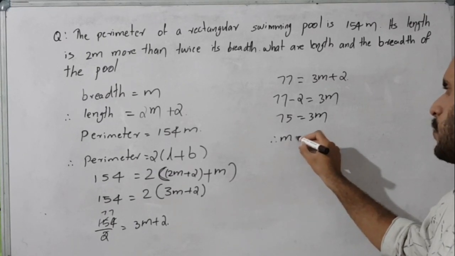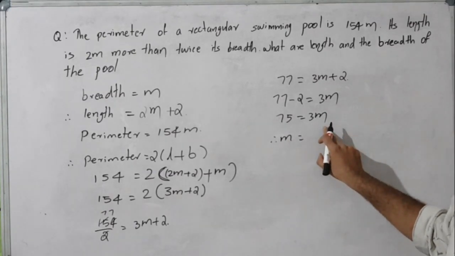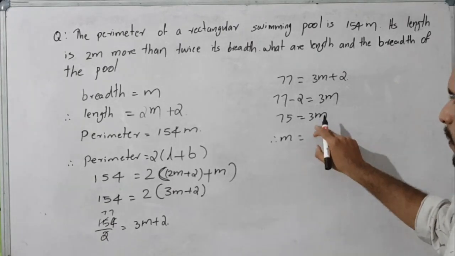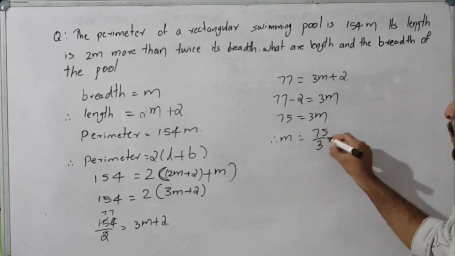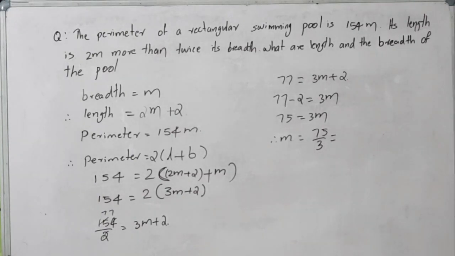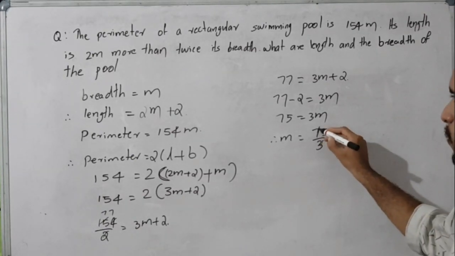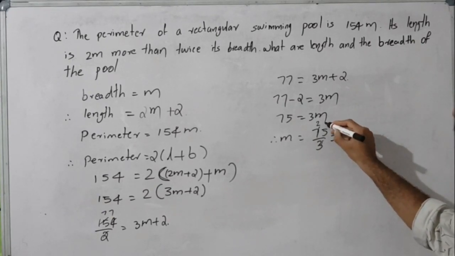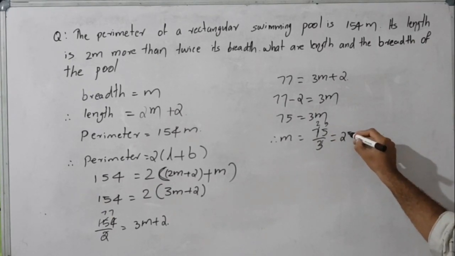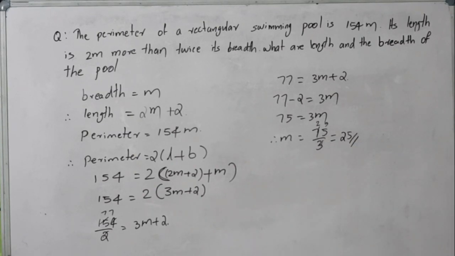Therefore, m is equal to, we know what is the meaning of 3m? 3m means 3 into m. So we transpose 3, then what do we get? 75 divided by 3. Correct? 75 divided by 3. How many times? 7, 2 times. Then 1 is balance, 15, 5 times. So the answer is 25. Correct? So the value of m is equal to 25.